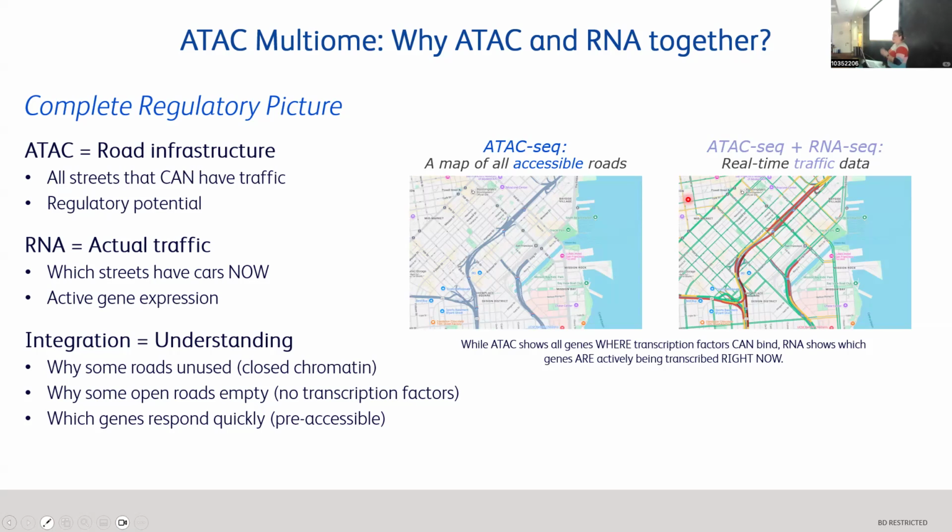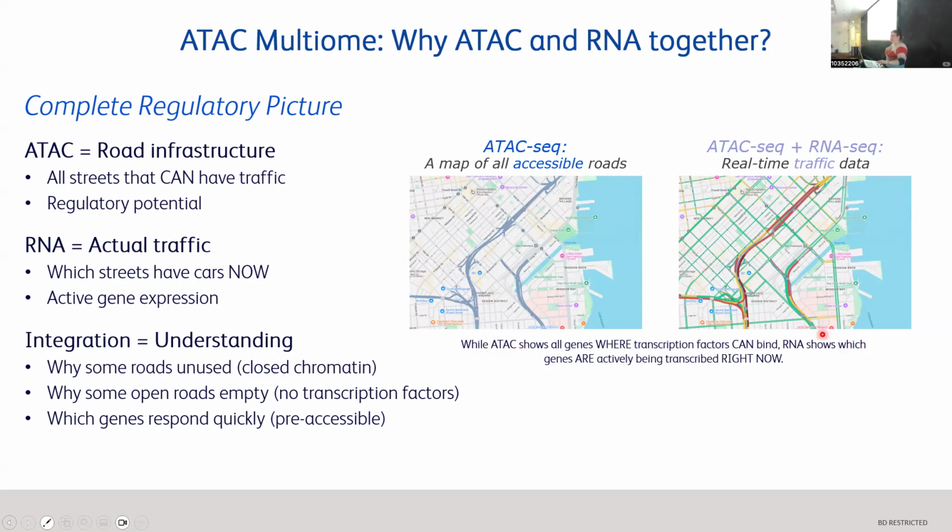And I think this is one of my favorite analogies that we've come up with to discuss why we would want to look at ATAC-seq and RNA-seq at the same time. So if we think of a map, like Google Maps, ATAC-seq is going to give you an idea of where all of your accessible roads are. So where are all of your open chromatin spots or positions.